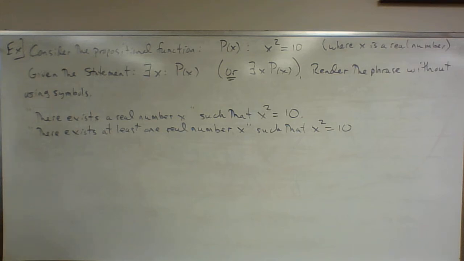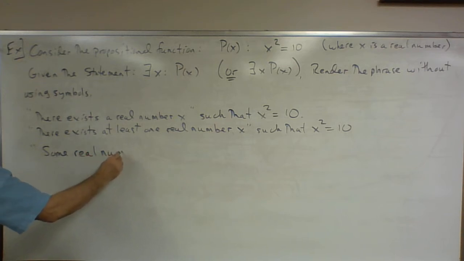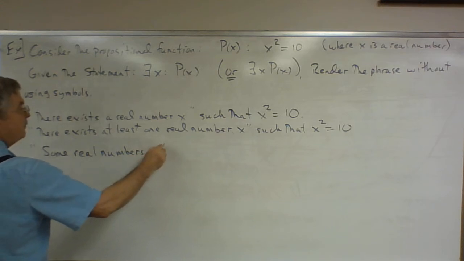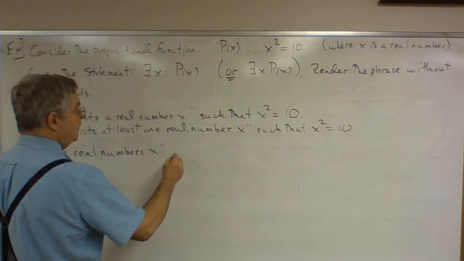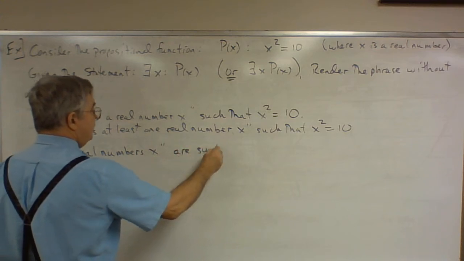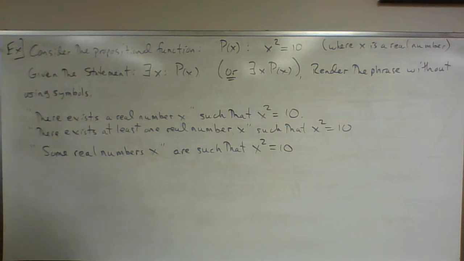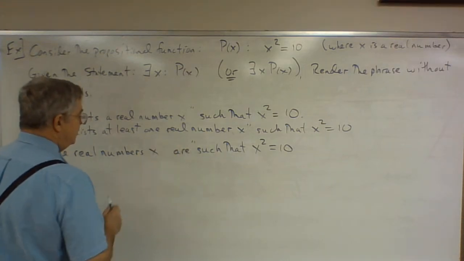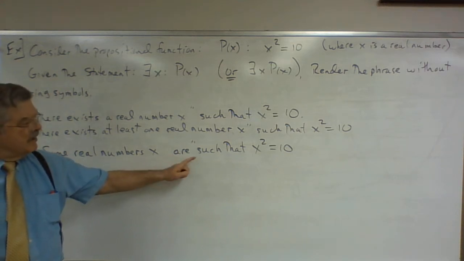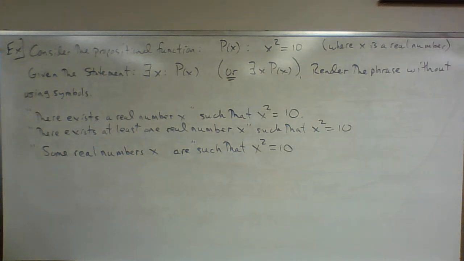And now can we do this without using the word exists? Some real numbers x are such that x squared equals 10. Some real numbers x. And yeah, let me say it this way: some real numbers x are such that x squared equals 10. Now let's do one more of these.